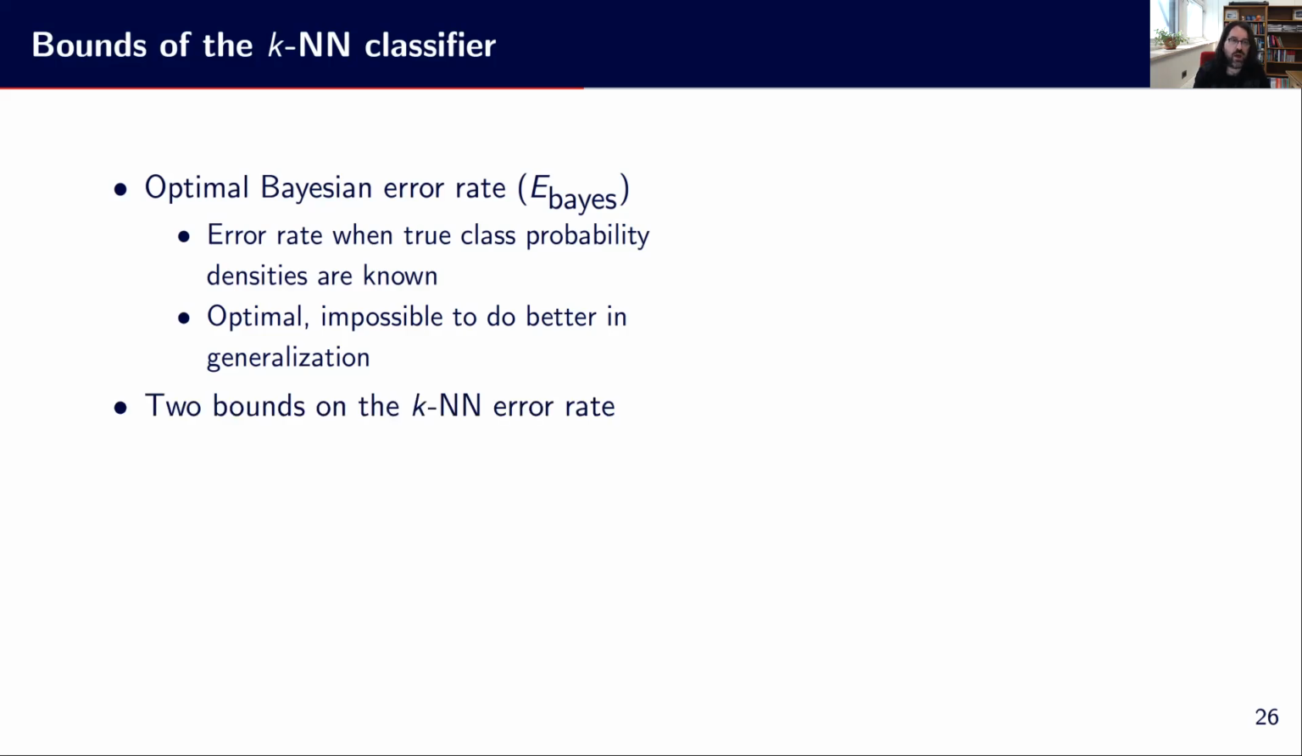As such, there are two bounds on the KNN classification error rate. First, with one neighbor, so k equal to 1, and n tending to infinity, so a really huge data set as the reference training set, the error of the nearest neighbor classifier is less than 2 times the optimal Bayesian error rate. So we are not doing worse than 2 times the optimal Bayesian error rate with nearest neighbor classification.